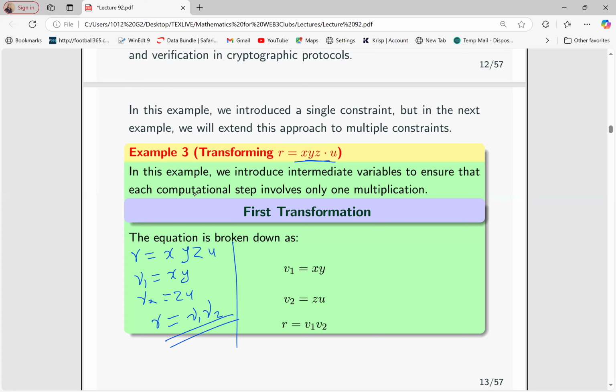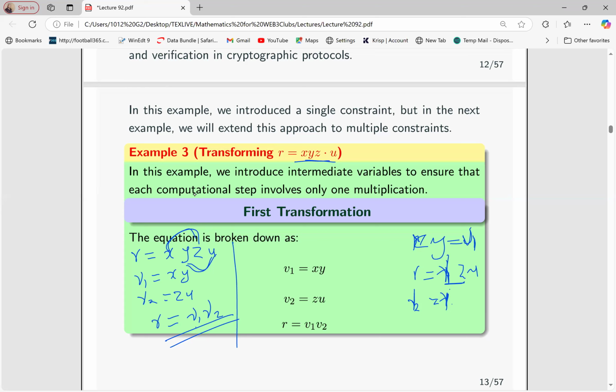One may want to look at it that way. Another person may want to combine X and Z, call this one V1, call this one V2, and then arrive at that. There's no problem. Another person may want to say that let XY be V1, so that you have R is V1 multiplied by ZU, and then call V1Z as V2.